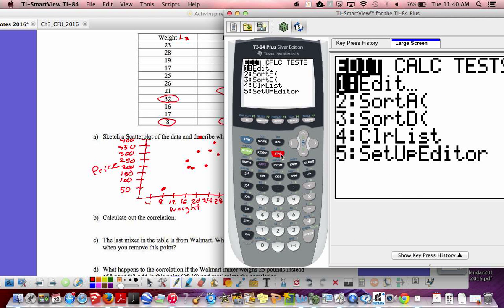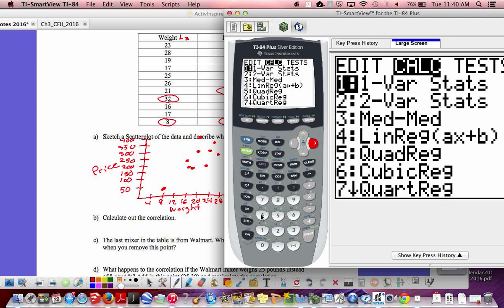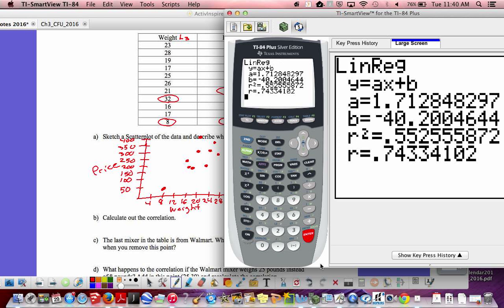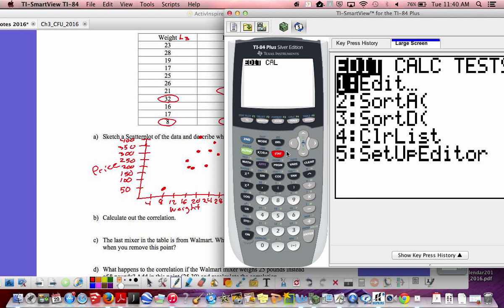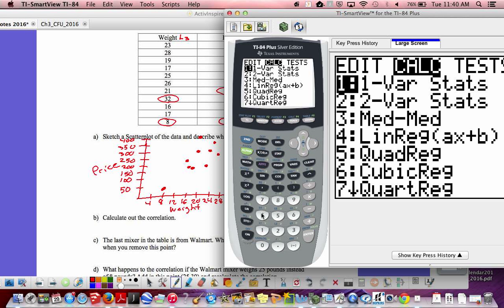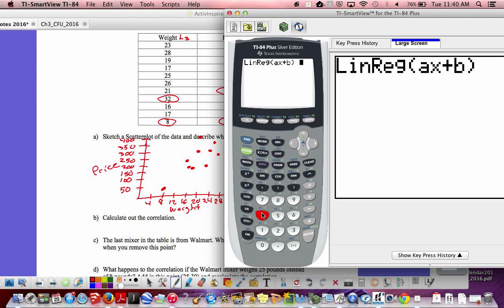Okay? I go stat, calculate, number 4. Whoa, what's wrong with this? Wrong list. So I've got to go stat, calculate, number 4. Now, here's the thing. I want it to do what lists? 3 and 4. So I have to tell it to do it on second 3, comma, second 4. So if it's not in list 1 and list 2, you've got to tell the calculator specifically what list it needs to be in.